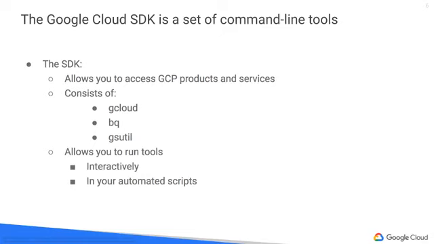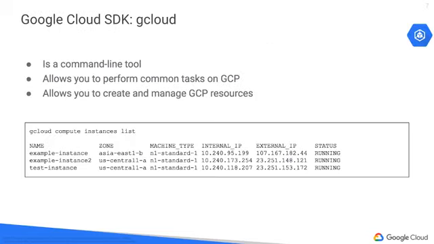The Google SDK consists of 3 command line tools: gCloud, BQ, and GSUtil. These tools allow you to access GCP products and services. You can run your tools interactively or in your automated scripts. gCloud is a command line tool that allows you to perform common tasks on GCP. It allows you to create and manage GCP resources. In the example, we are listing all the Compute Engine VM instances for your project.